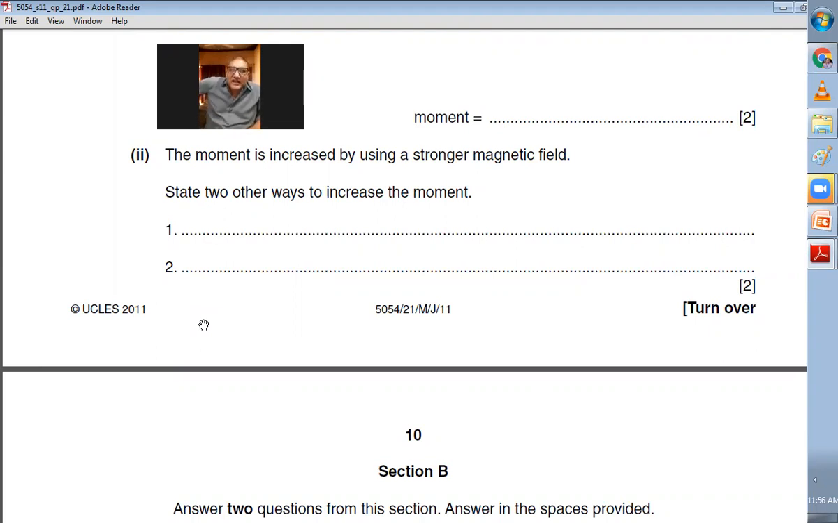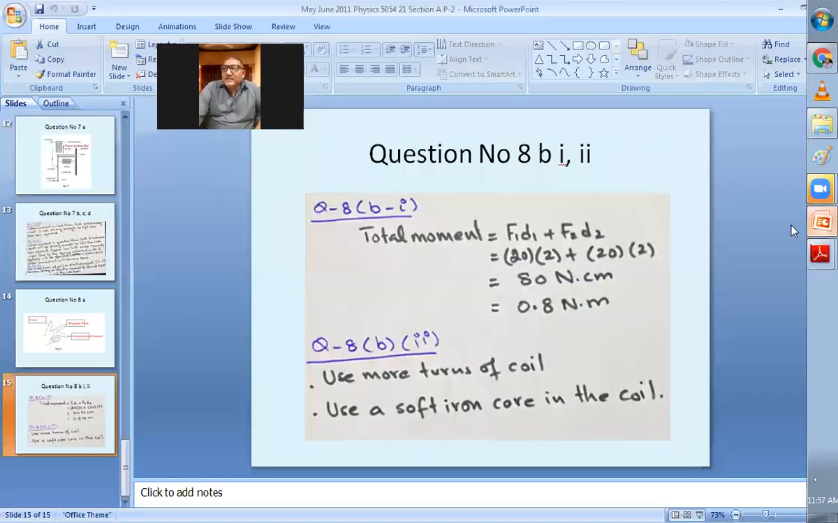The 2 other ways: the number of turns in that coil should be increased, and another way is to put an iron core in that coil, and around that iron core you will bind the coil, and the turning effect will increase. Another way is to introduce more current into the coil. If you put more current into the coil, the turning effect will increase. So let's check the marking scheme again. I have written this answer. First check that one.